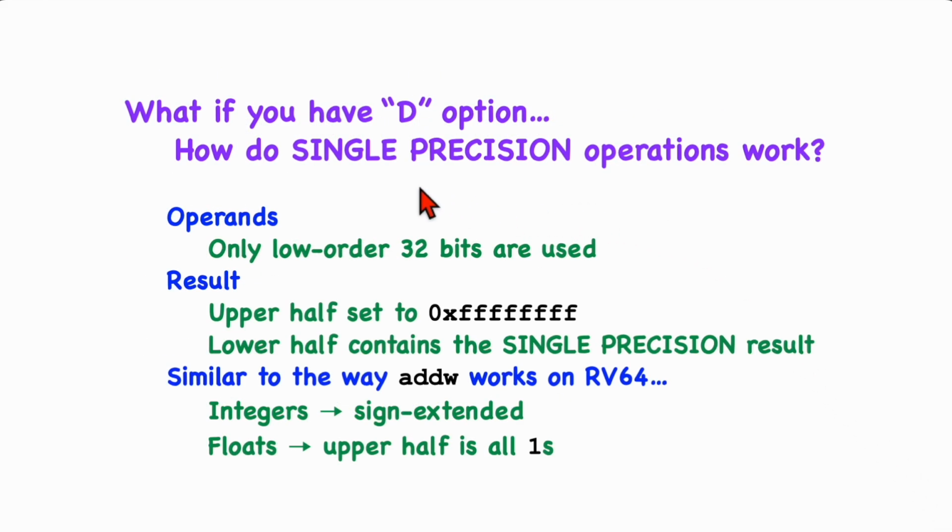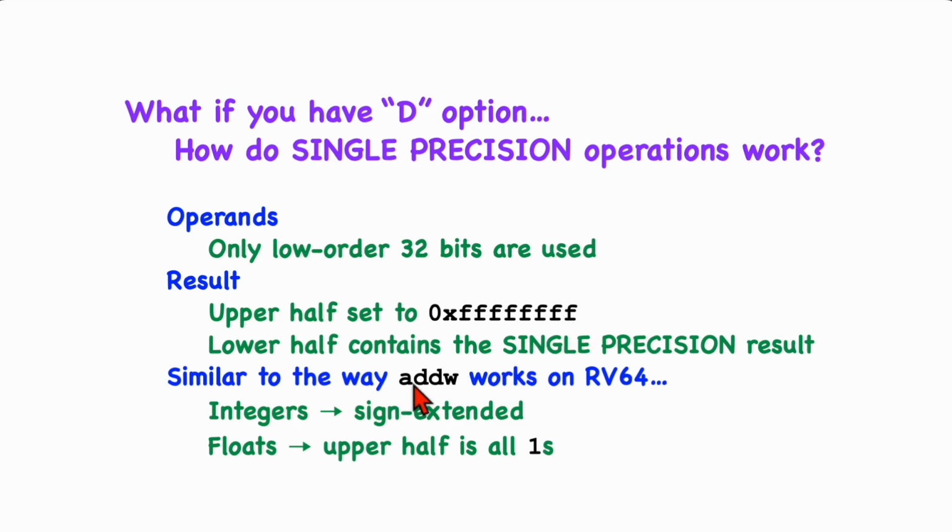The next question to ask is, what happens if, for example, we try to execute a single precision arithmetic instruction on a core that implements double precision? Single precision values require 32 bits, but our registers would be 64 bits in size. So for source operands, only the low order 32 bits would be used. The upper 32 bits would just be ignored. And for the destination, the result would be placed into the lower half of the 64-bit register, right? And the upper half would be set to just all ones.